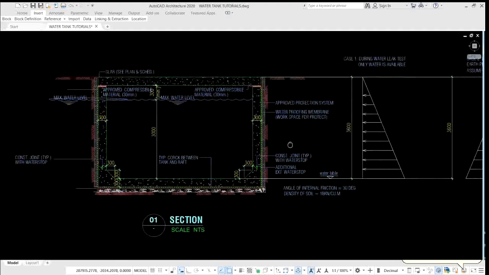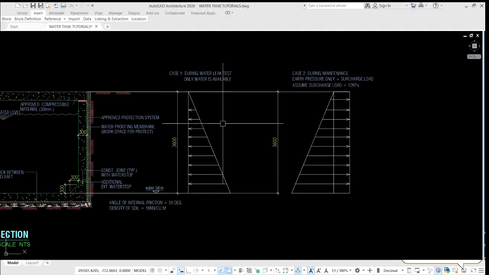But I would like to introduce to you two cases or scenarios where the water tank wall may be subjected to critical loading. The first case is just after the construction, meaning there is no backfill yet, because we're going to test for water leaks. So there is no soil or backfill on the perimeter of the water tank. Only water is present. So as you can see on my pressure diagram, it's only water.